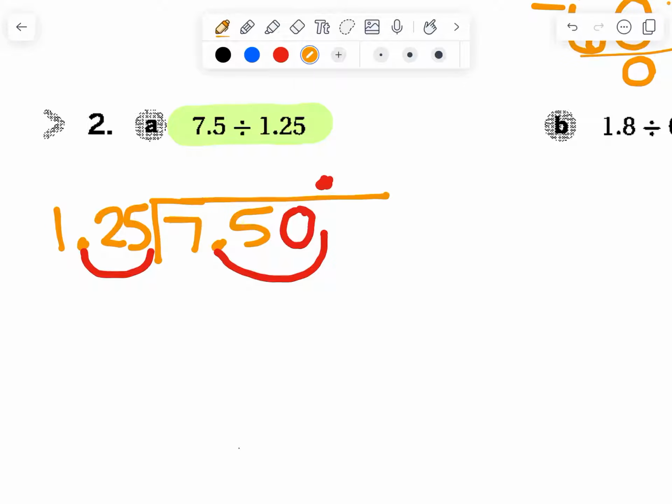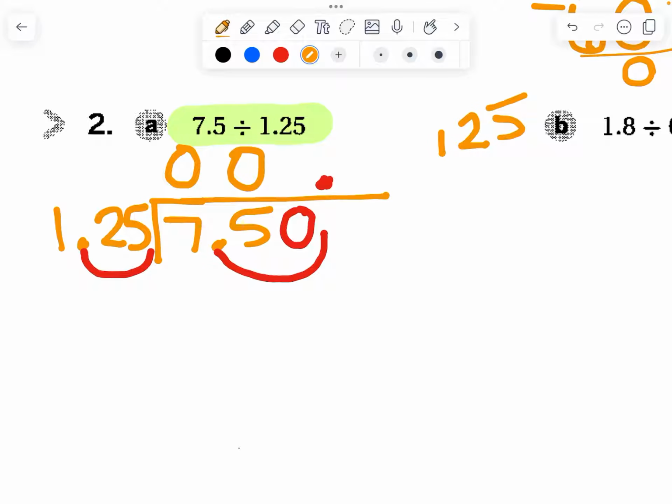I'm asking myself, how many times can 125 go into 7? Well, it can't because it's bigger. Now I'm looking at 125 and 75. Since 75 is smaller, 125 cannot go into 75. 125 into 750, I have no idea. I'm just going to take a random guess. I'm going to say 5 times.